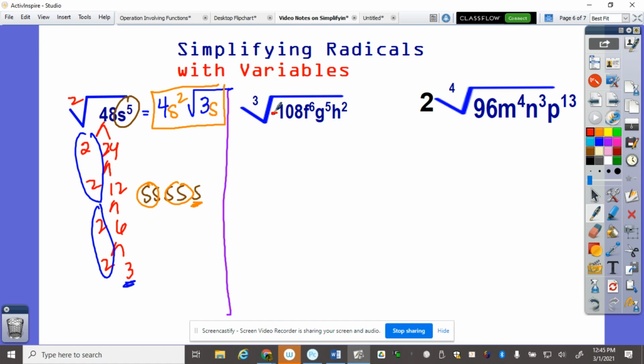Now let's break down the negative 108. Again, I have a negative there. So I know already that it is equal to negative 1 times 108. That negative 1 can make 3 negative 1s, so I'm just going to bring out a negative 1 outside. Okay. So then I'm going to break the 108.